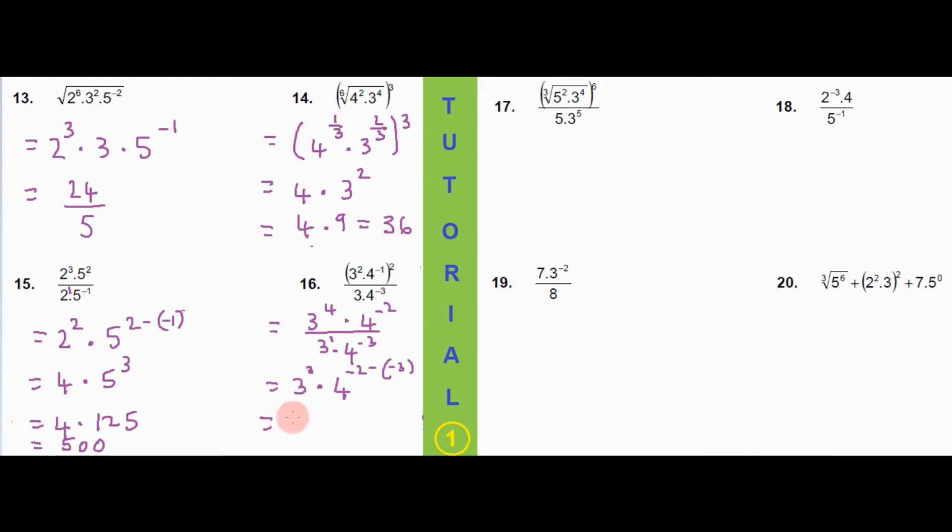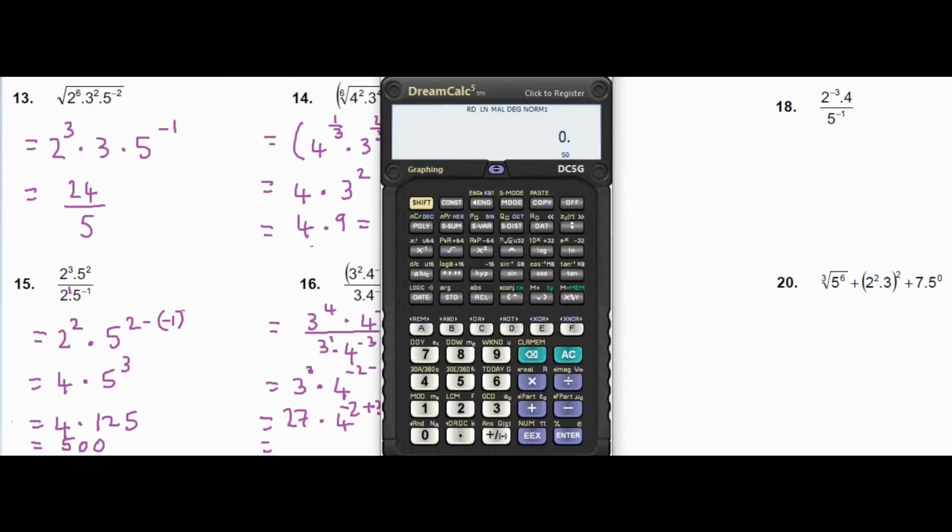So 3 cubed is 27. And we have 4 to the negative 2 plus 3. And that's just going to be 4 to the 1. So 27 times 4 is 108.